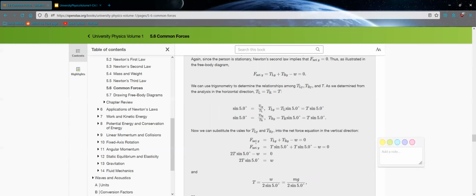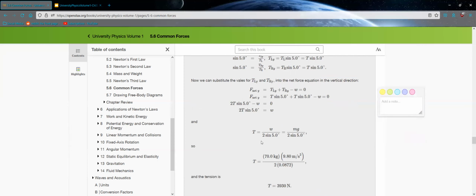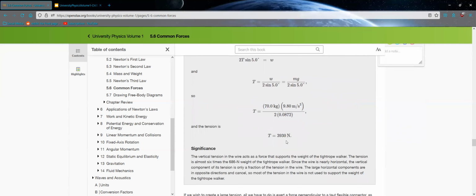The net force in the Y direction is equal to the left tension in the Y direction plus the right tension in the Y direction minus his weight. And we solved for the Y components of that tension with the sine thetas. So add all that stuff up. Notice we have 2 T's in this conversation. So here's your 2T here, right? Solve for your tension. Some quick, simple math, and you get a tension of 3,930 newtons.